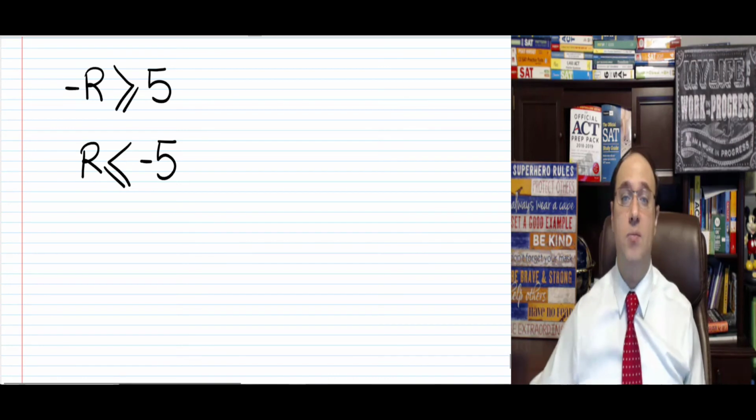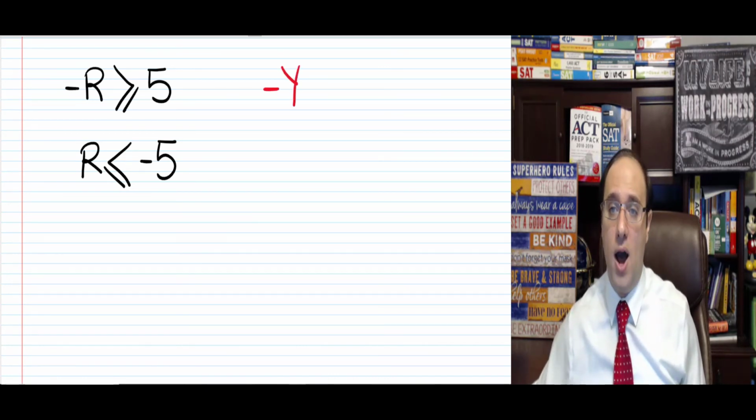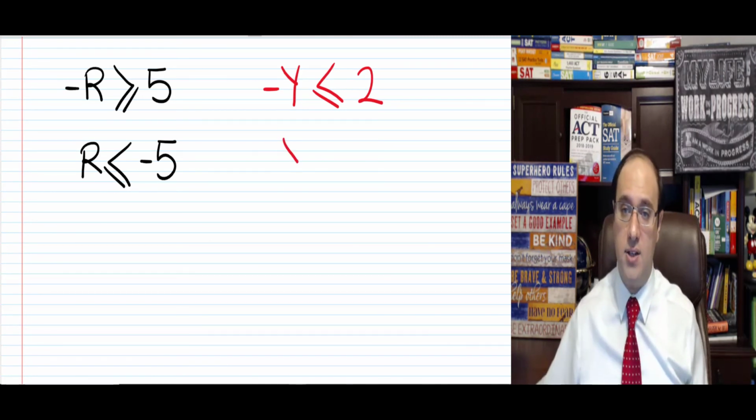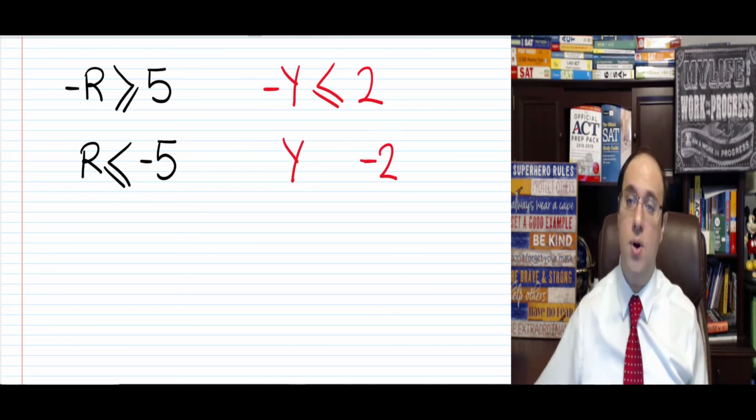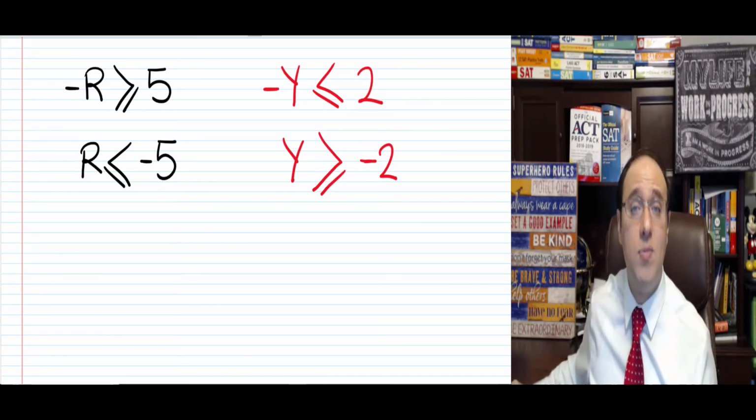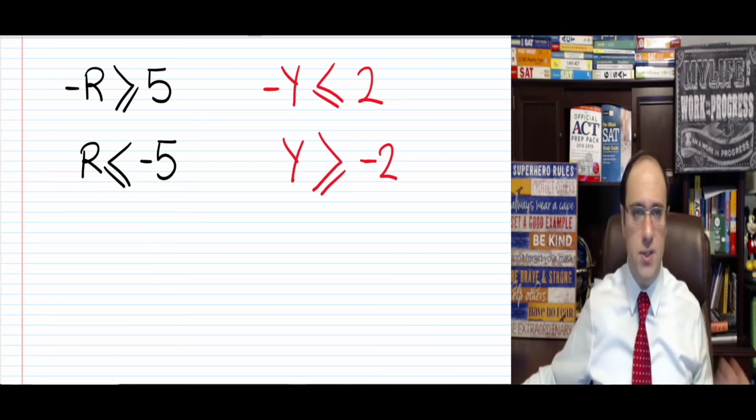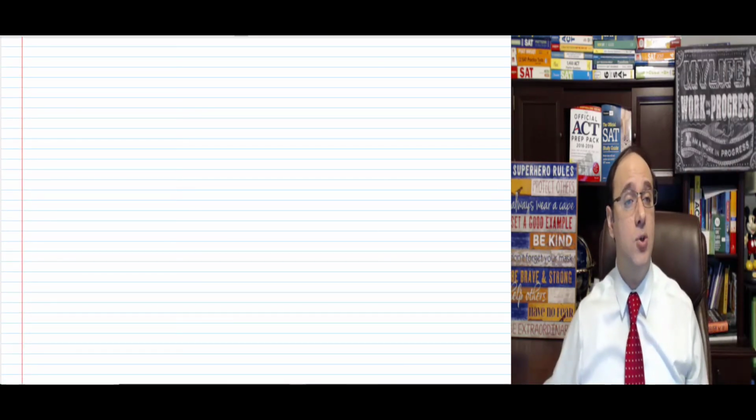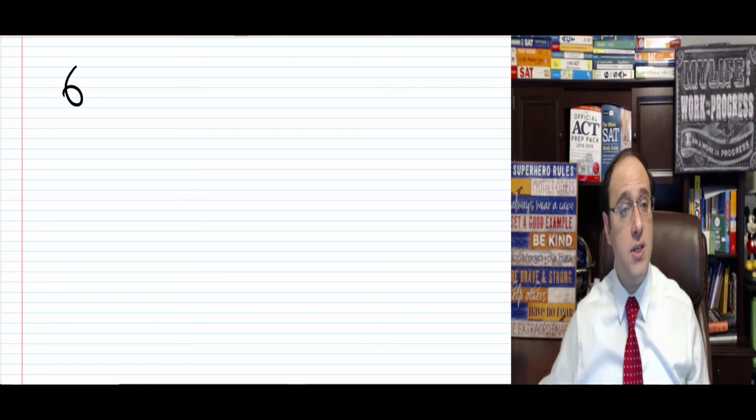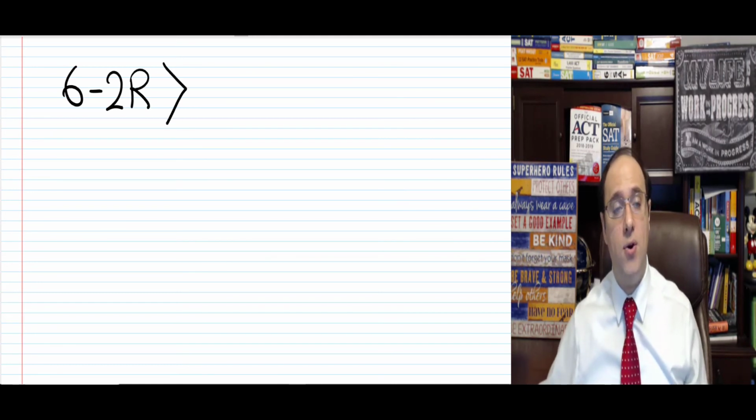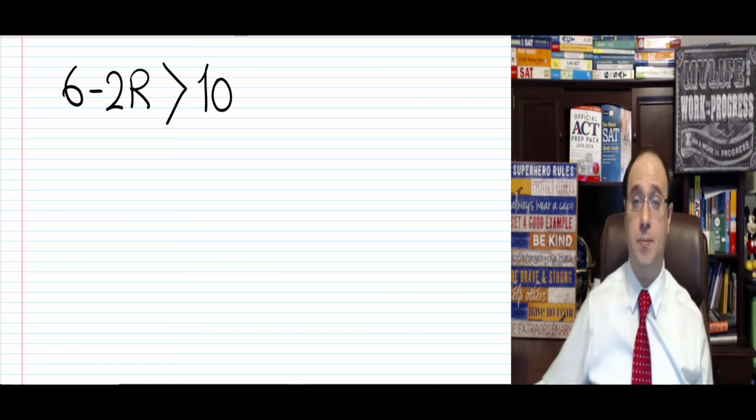Another easy one really quickly. Negative y is less than or equal to 2. Okay, positive y, negative 2. But remember, you have to reverse the sign. Super. Okay, let's take this a step further. Still very easy. What if I have an inequality like this? And I tell you that 6 minus 2r is greater than 10.